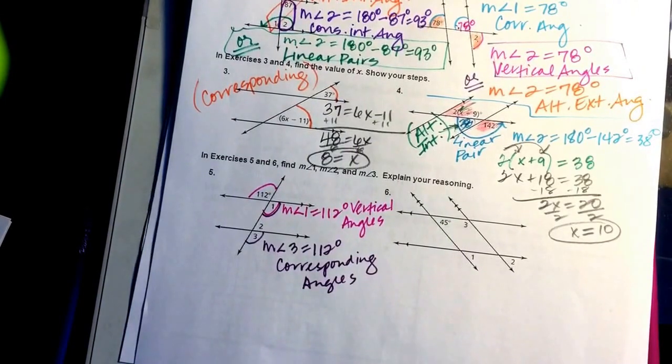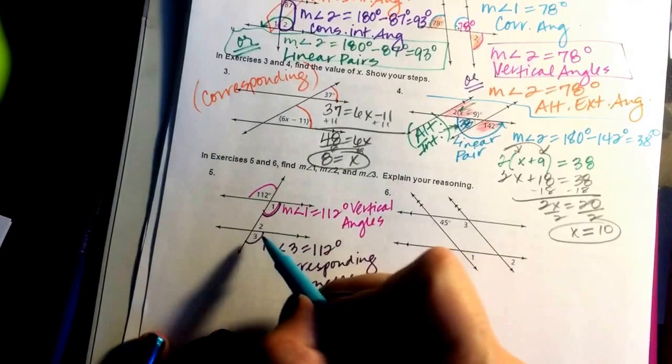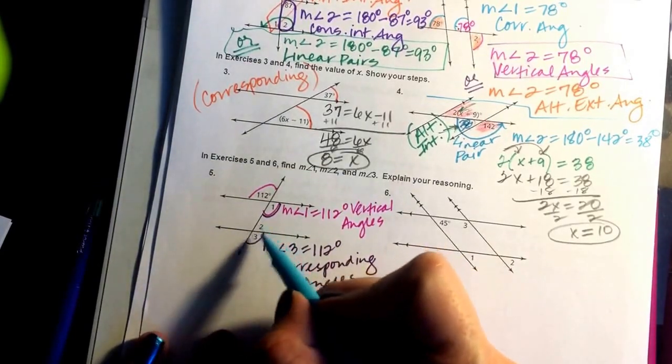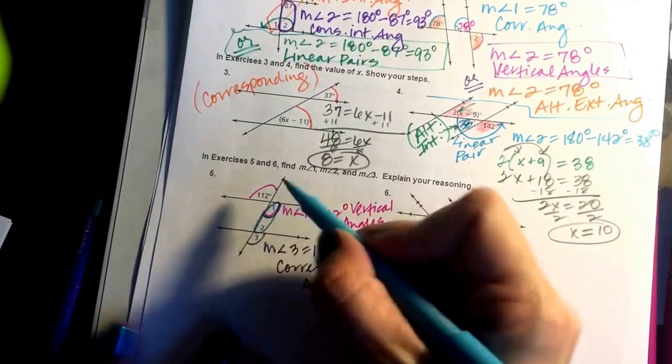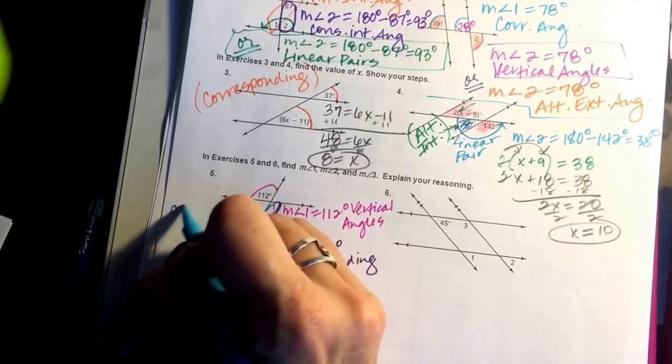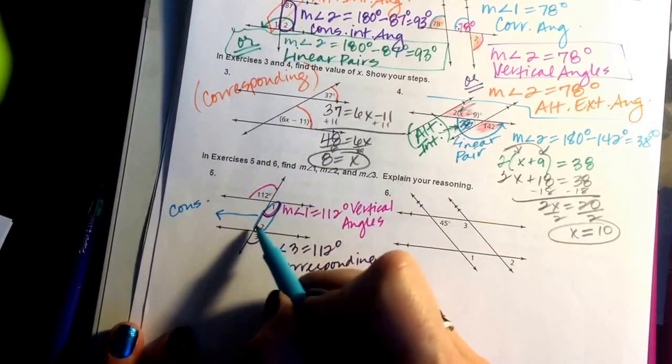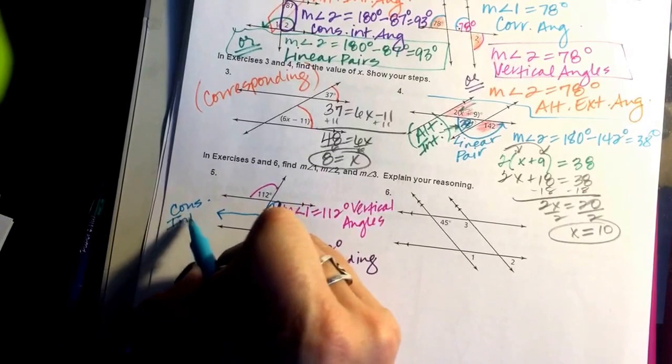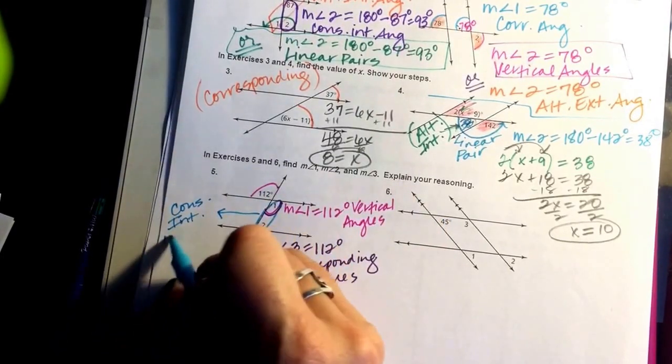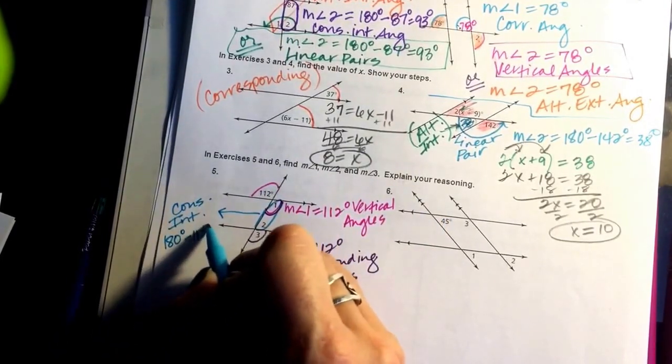And then my last move, I could do a linear pair, 2 and 3, but let me bring in something else. These two guys right here are consecutive interiors. I could do a linear pair. I could justify that way. But those two guys are consecutive interiors, and consecutive interiors add to 180.